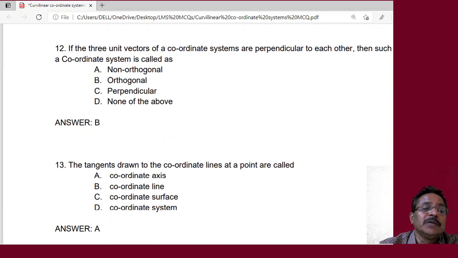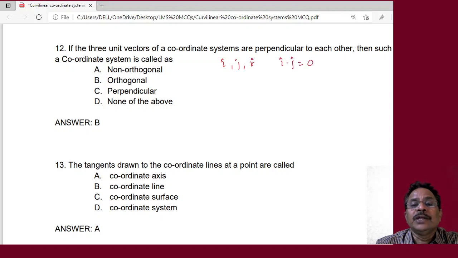For question number 12. If the three unit vectors of a coordinate system are perpendicular to each other, then such a coordinate system is called what? Just now we have drawn this diagram, and we have shown i cap, j cap as well as k cap. Take any of the products: i cap dot j cap is going to be 0, or j cap dot k cap is also going to be 0, or k cap dot i cap is also going to be 0. This is a Cartesian coordinate system, where i cap, j cap, k cap are such that their dot product with the other vectors is always 0.